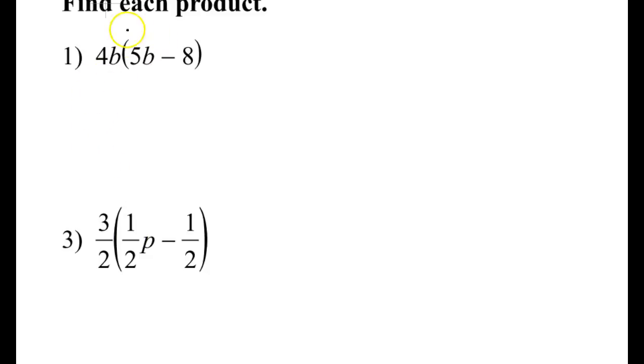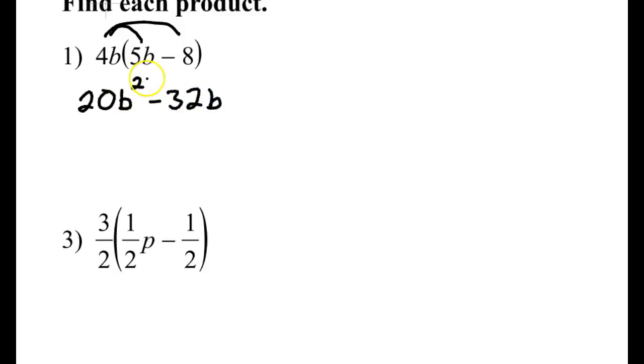Okay, so we're going to start off with something we already know, the distributive property. That just requires you to multiply, right? So 4b times 5b would be 20, 4 times 5, and b times b is b squared. So again, knowing when we're multiplying makes a difference, so we add exponents, right? 4b times negative 8. Very good, negative 32b.